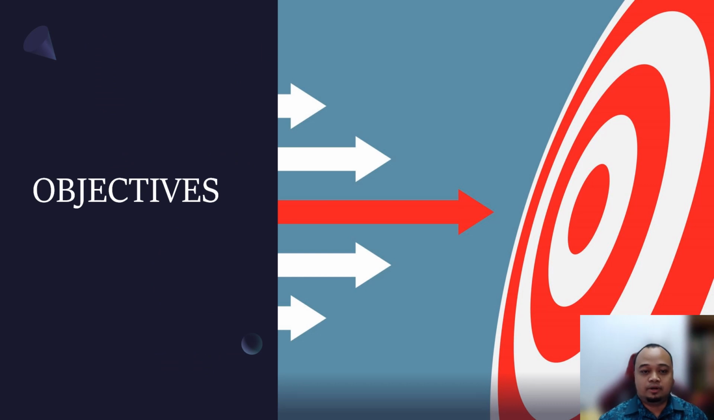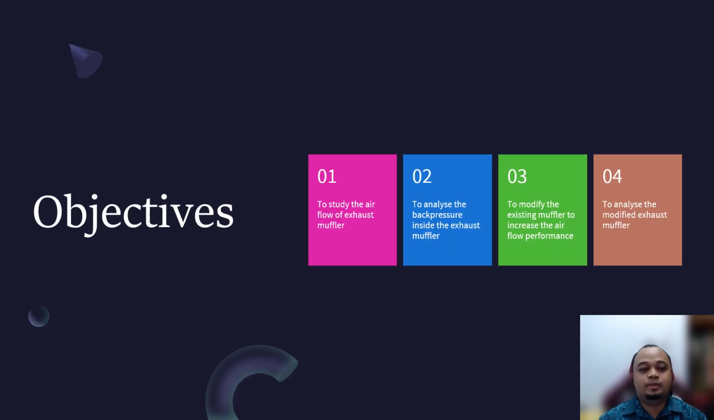Now let's talk about the objectives. There are four basic objectives in this study. The first one is of course to study the airflow of the exhaust muffler. Since I am going to work on the airflow itself, the first step is definitely to study it. The second one is to analyze the back pressure inside the current exhaust muffler. Since this design refers to an already in-market product, there is no doubt that this analysis should give me a consistent result.